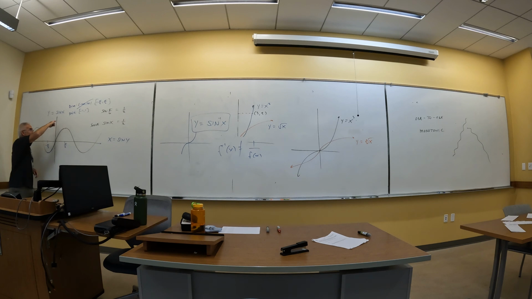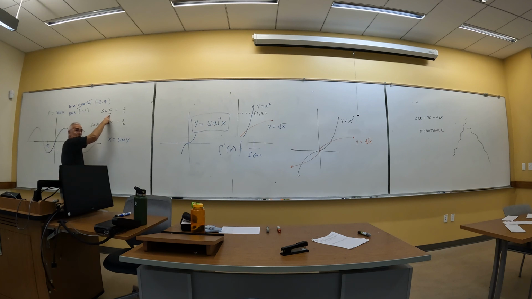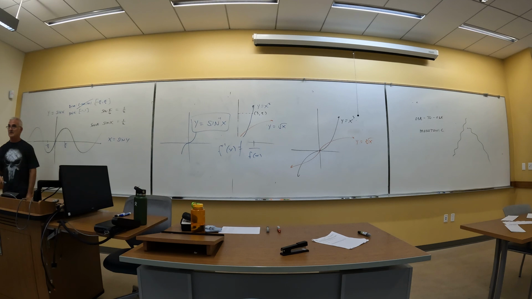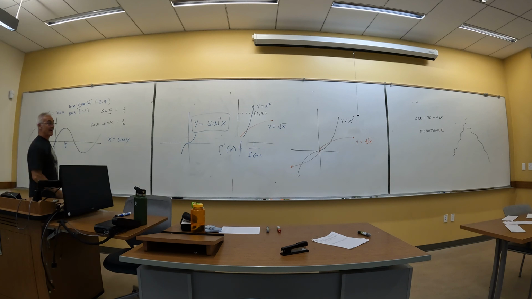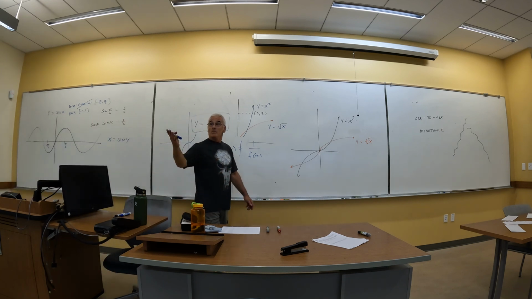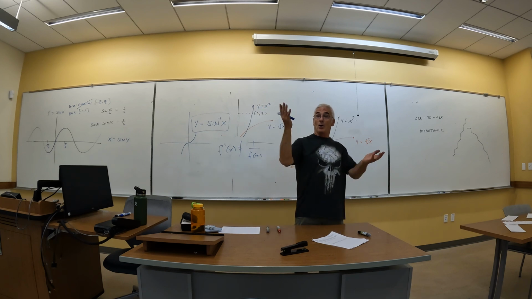When I'm doing the sine function, what am I inputting? Sine of pi over 6. What am I inputting? What is pi over 6? An angle. It's an angle. What am I outputting? A coordinate. Or simply the ratio of something.